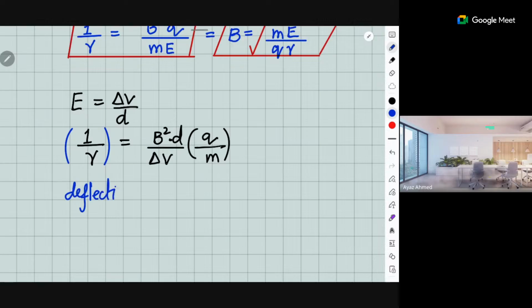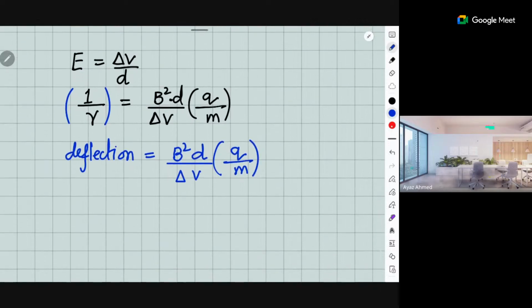R, that 1 upon r is the deviation. So that is equal to b square d divided by delta v into charge to mass ratio. So simply speaking, if I keep all these factors constant, then the deflection in the mass spectrometer is directly proportional to charge to mass ratio.